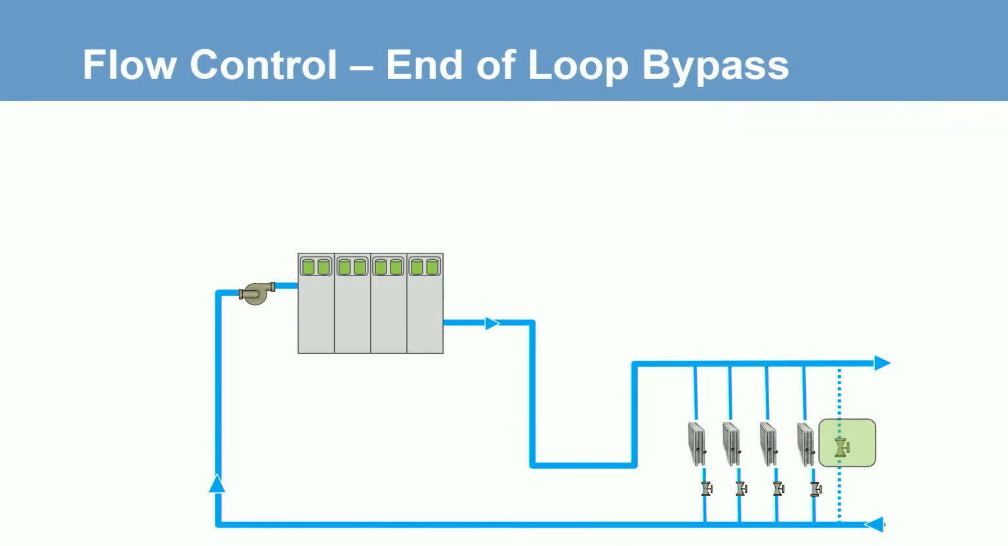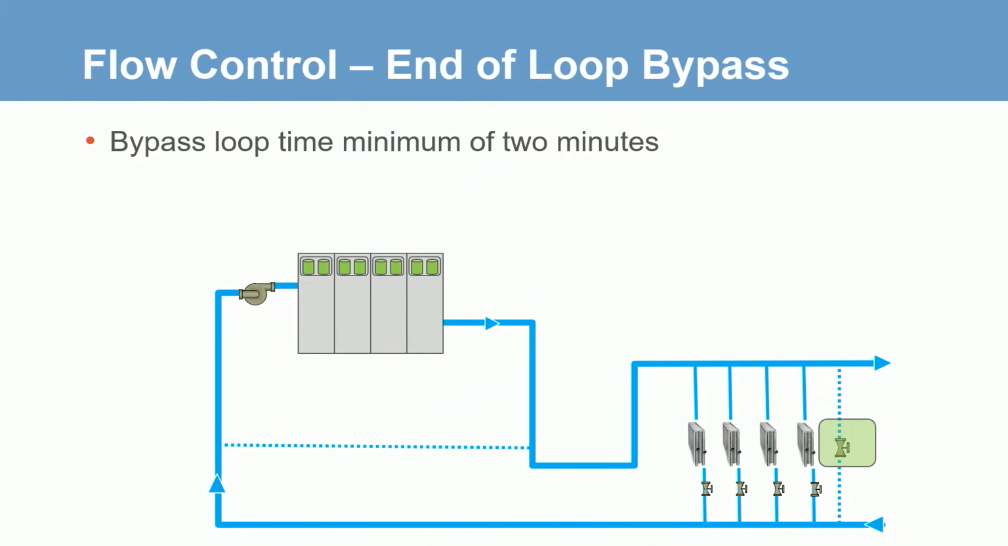The location of this bypass should be as close to the end of the loop as possible, or at least 2 minutes of volume. This allows for enough loop time for the chiller to be able to safely unload. A bypass located in the plant room or too close to the chiller will result in a short loop time when the bypass is open, directing chilled water back to the chiller and leading to potential nuisance trips as the chiller needs time to unload.